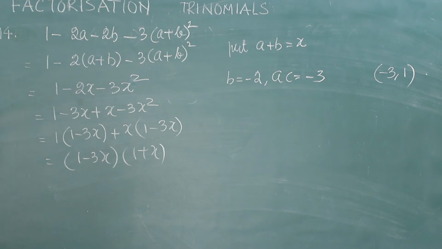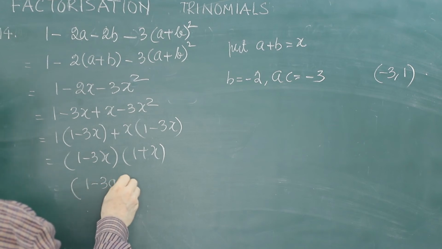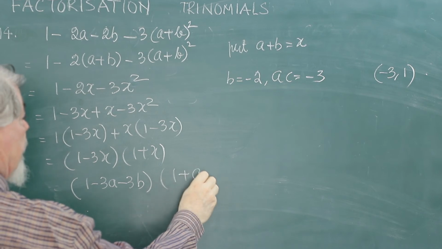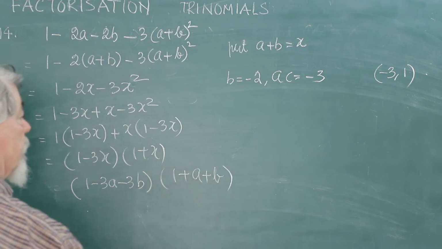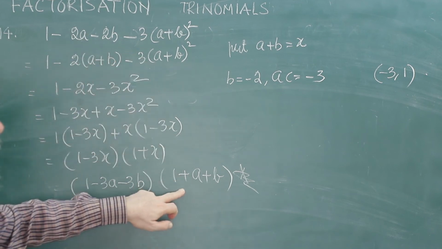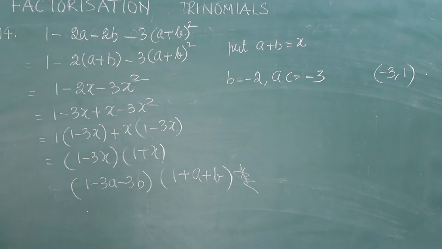Let us replace x by a plus b. So it will be 1 minus 3a minus 3b and 1 plus a plus b. This is your answer. Now it is in terms of a and b. So that is why x had to be replaced by a and b. Let's see question number 15.